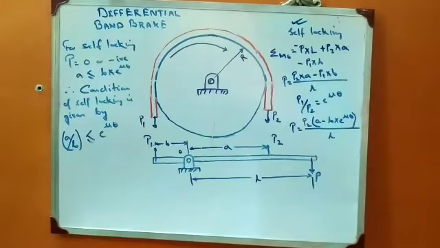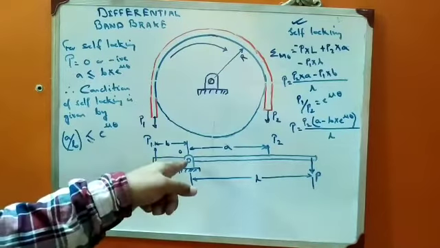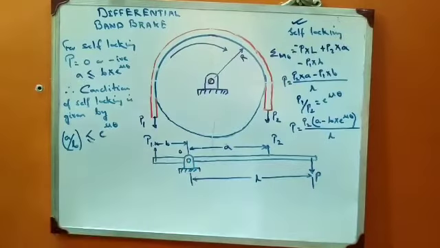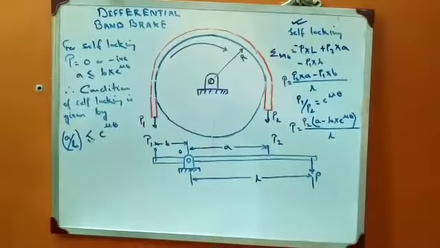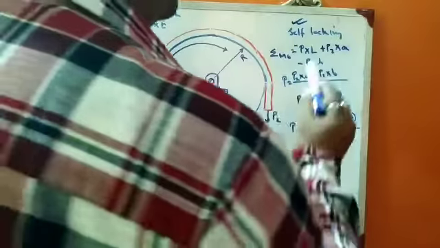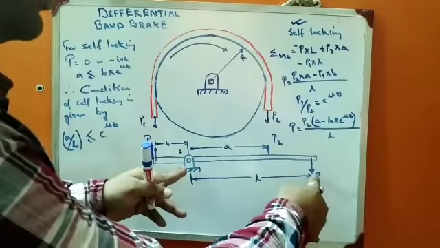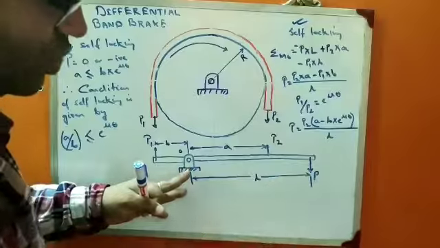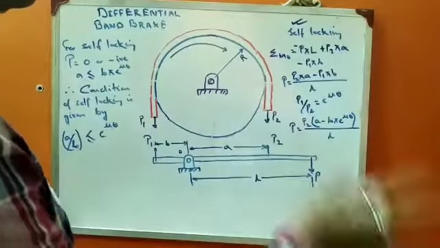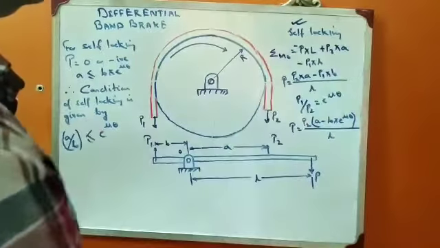Now for the self-locking criteria, first we should do the analysis. Moment analysis, equilibrium moment analysis for the pivoted end O. So sigma MO is given by minus P into L. What is the meaning of this? If you consider force from here, it will try to move the lever in the clockwise direction. A clockwise moment is always considered negative, by normal convention. So it is taken as minus P into L.